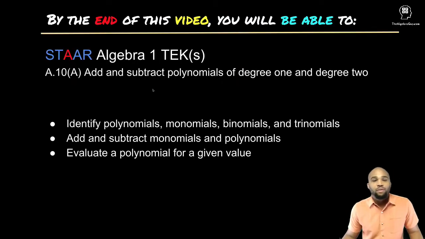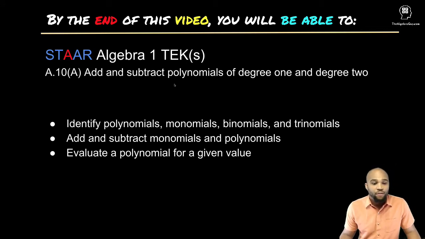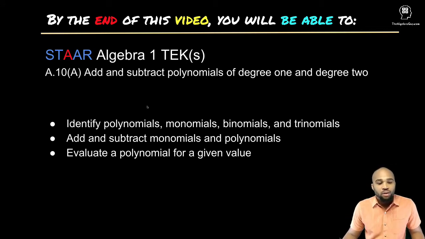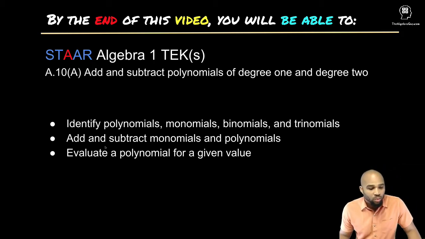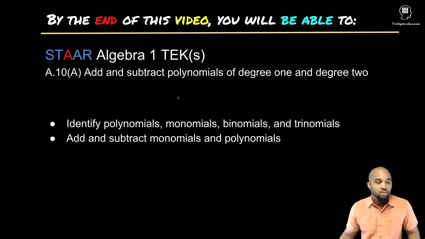Our TEK that we're covering today is A10A, which says adding and subtracting polynomials of degree 1 and 2. That simply means exponents that are 1 and 2, so we're not going to go beyond that today for the most part. In particular, we're going to be identifying polynomials, monomials, trinomials, binomials, making sure we understand the difference between those, adding and subtracting monomials and polynomials, and then we're actually not going to evaluate polynomials. All right, so let's jump right to it.